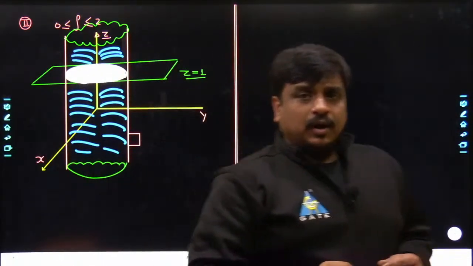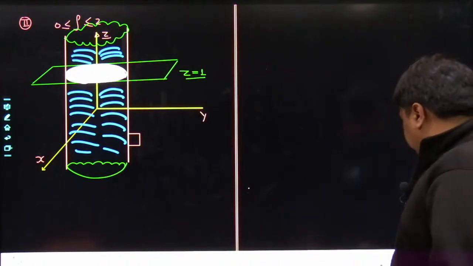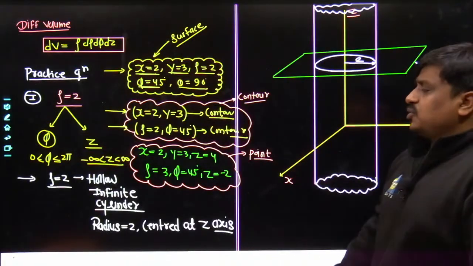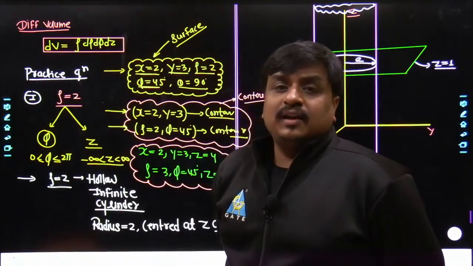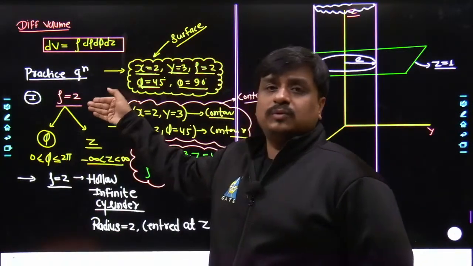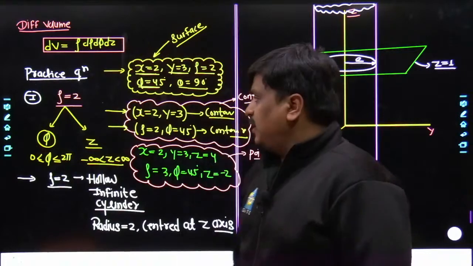Agreed now? So if I discuss rho equals 2, or rho equals constant for the time being, it would be a hollow cylinder centered along the z axis and having radius equal to 2. What about the height? Height is infinity.